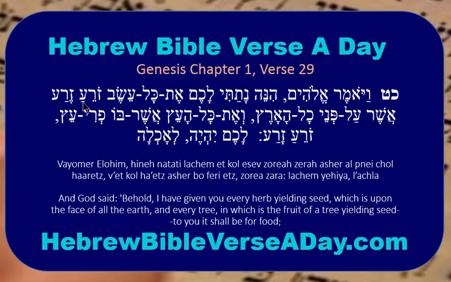Let's read through the Hebrew first, and then we'll go through the English as well, and then we'll read the Hebrew a bit slower and try and explain it. So, Vayomer Elohim, and God said. Vayomer is and he said, and Elohim is the name of God. Hine natati lachem et kol esef zorea zera asher al pnei chol haaretz ve'et kol ha'etz asher bo feri etz zorea zara lachem yihiyeh le'achla.